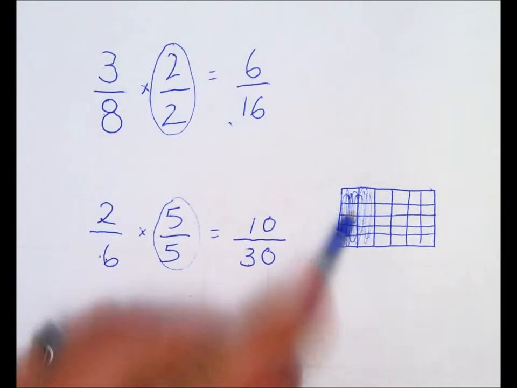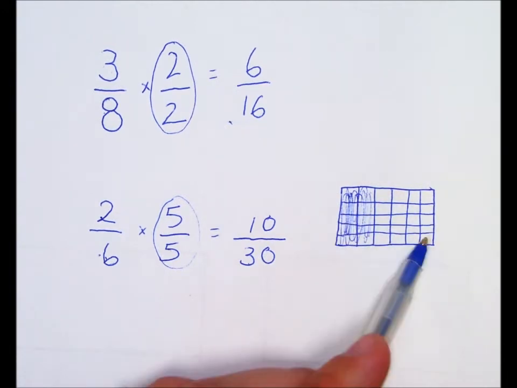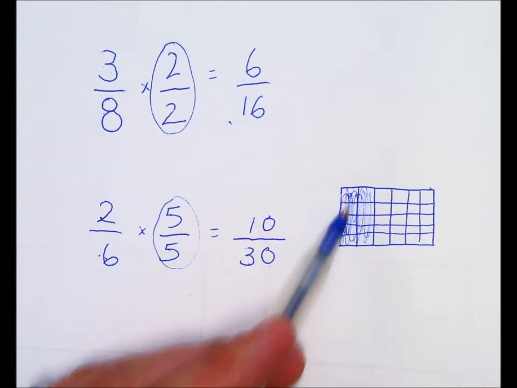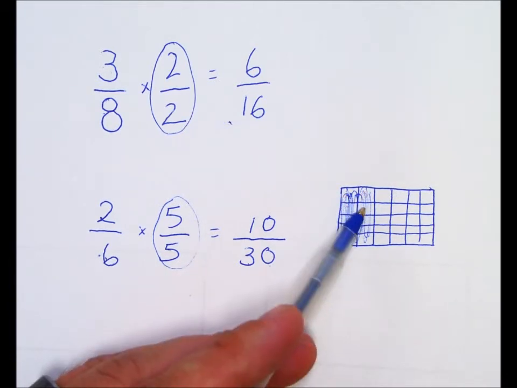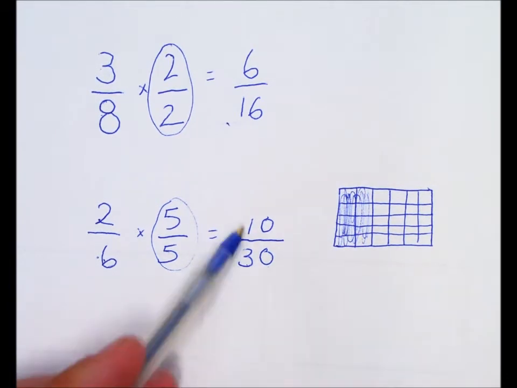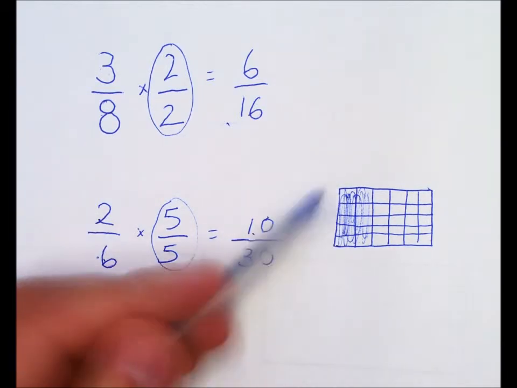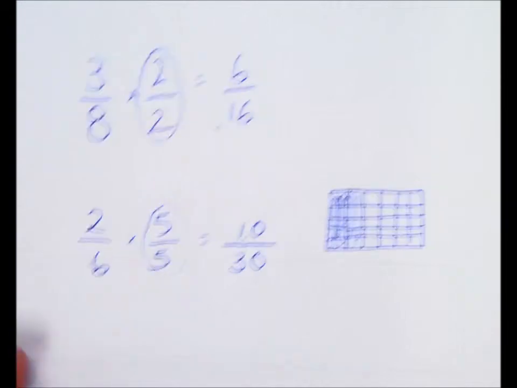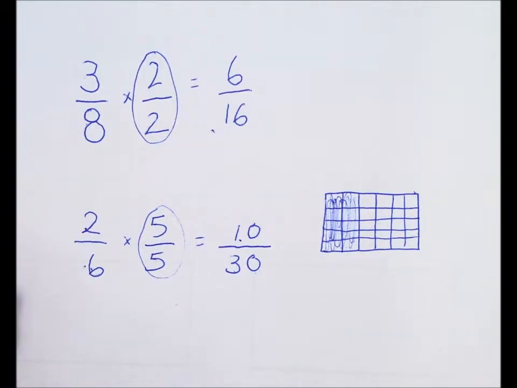Okay, so now I have 30 pieces in all, which is my denominator, and 1, 2, 3, 4, 5, 6, 7, 8, 9, 10 are colored. So I haven't changed the amount of coloring I've done, I've just changed the number of slices there are. And we will pause for a moment.